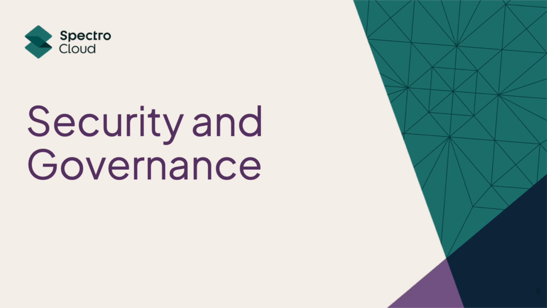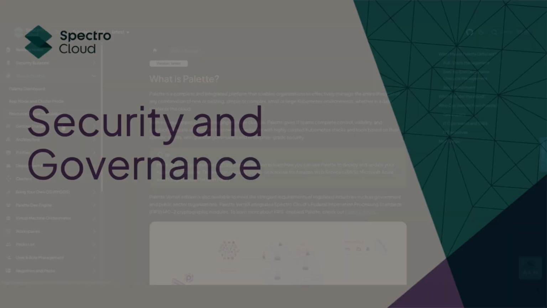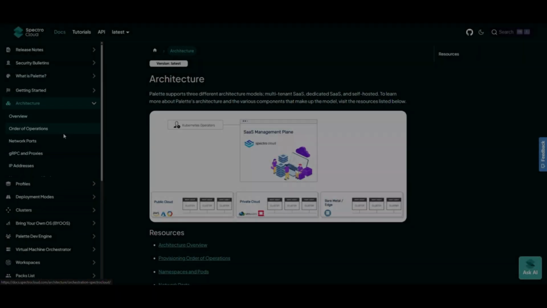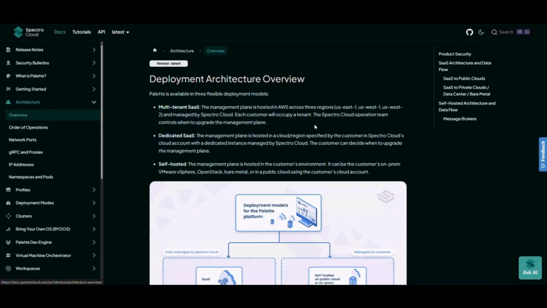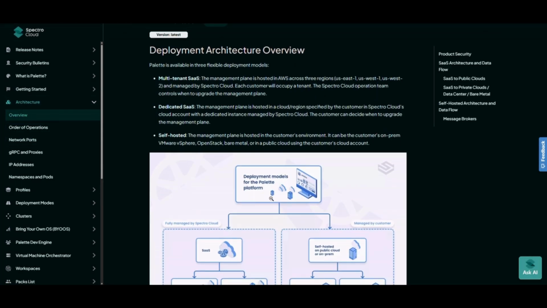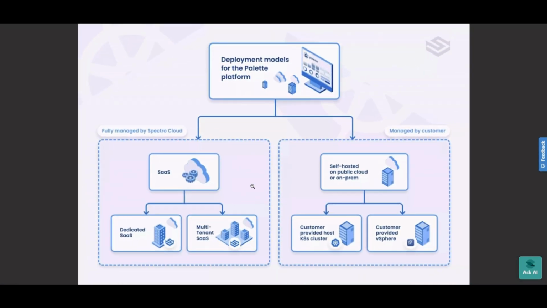Security and governance is a top priority for Palette. We approach client considerations with transparency and provide control throughout the application stack and lifecycle management. This begins with where customers want Palette to run in the first place.